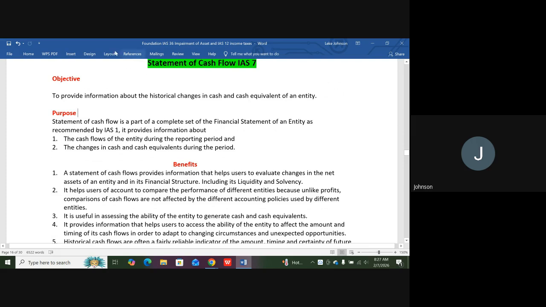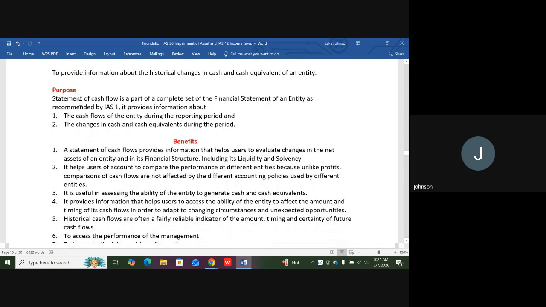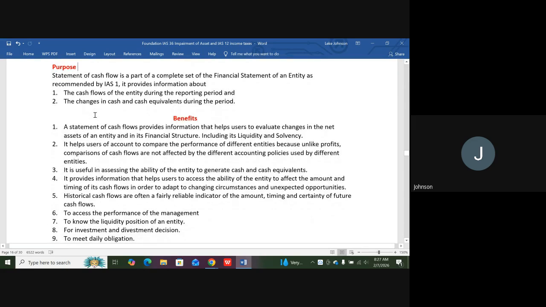So the purpose of the statement of cash flows is to give us information about historical changes in cash and cash equivalents of an entity. That is the objective. Now, the statement of cash flows is a part of a complete set of financial statements of an entity as recommended by IAS 1. It provides information about, number one, the cash flows of the entity during the reporting period and the changes in cash and cash equivalents during the period. What are the benefits?